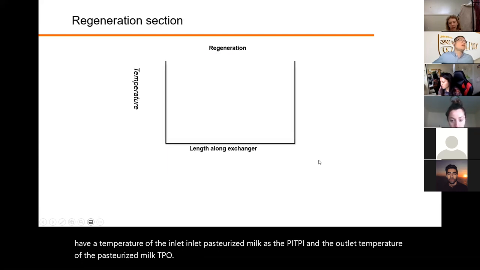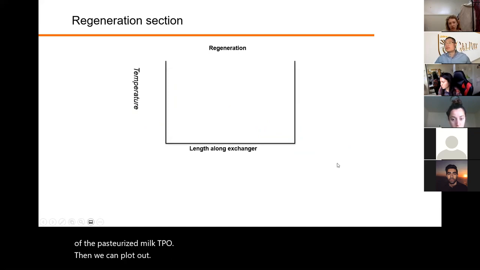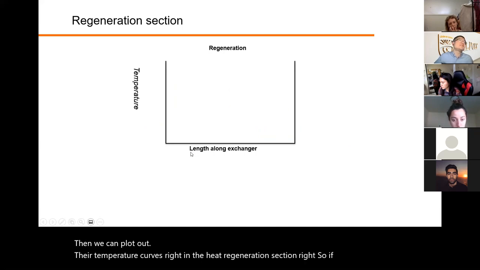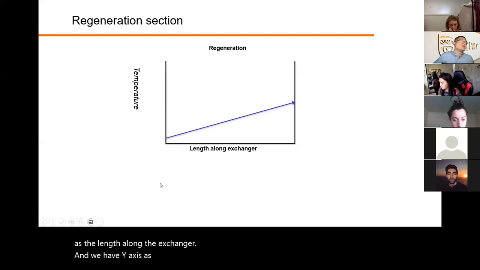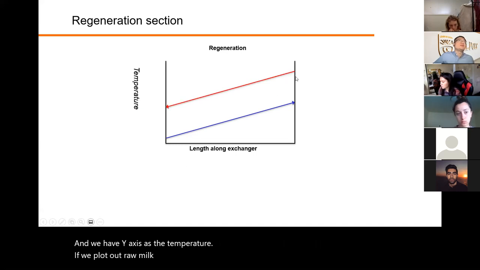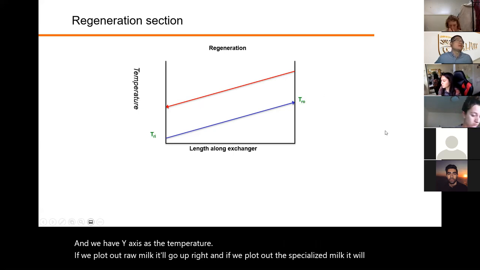Then we can plot out their temperature curves in the heat regeneration section, right? So if we have the x-axis as the length along the exchanger, and the y-axis as the temperature, if we plot out the raw milk, it'll go up, right? And if we plot out the pasteurized milk, it'll be cooled down, right?